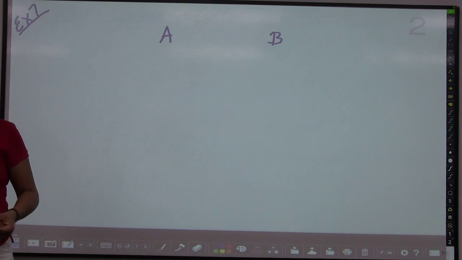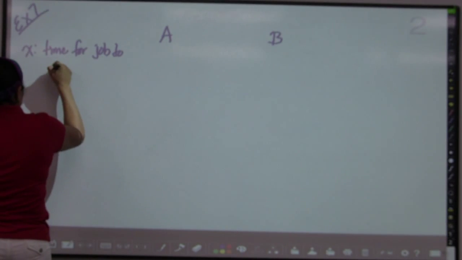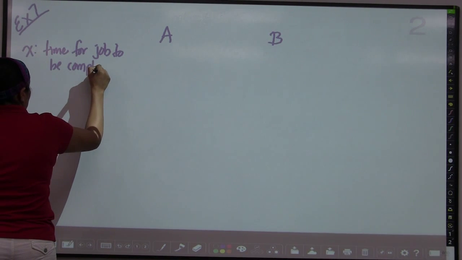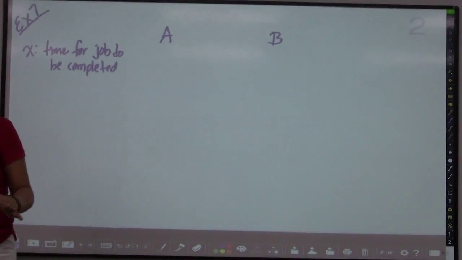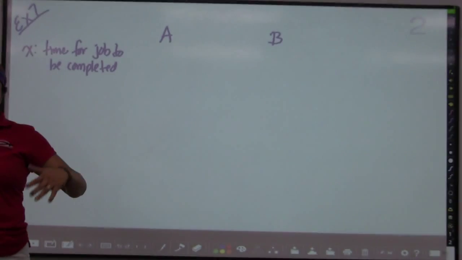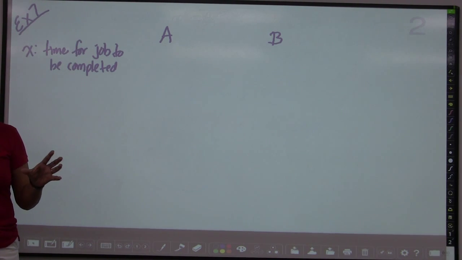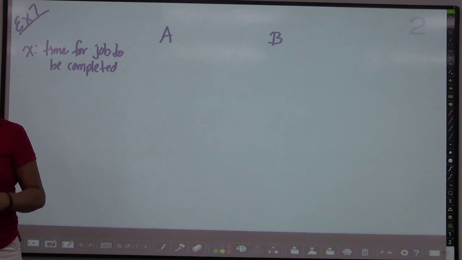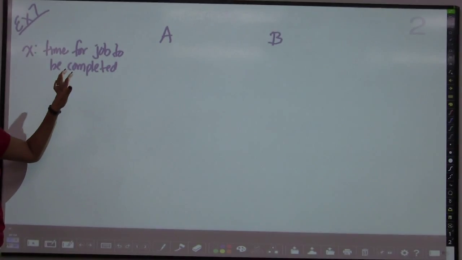So what we want to do is for our variable, we want to say that x represents the time for the job to be completed. In this case, the job is lowering the reservoir by 1 foot. But in your homework, the job could be a lot of different things. The point is that you want to look for the pattern. They've got 2 options, and one option takes longer than the other, and they'll tell you how much time each option takes. So we're going to say that x is the time for the job to be completed.